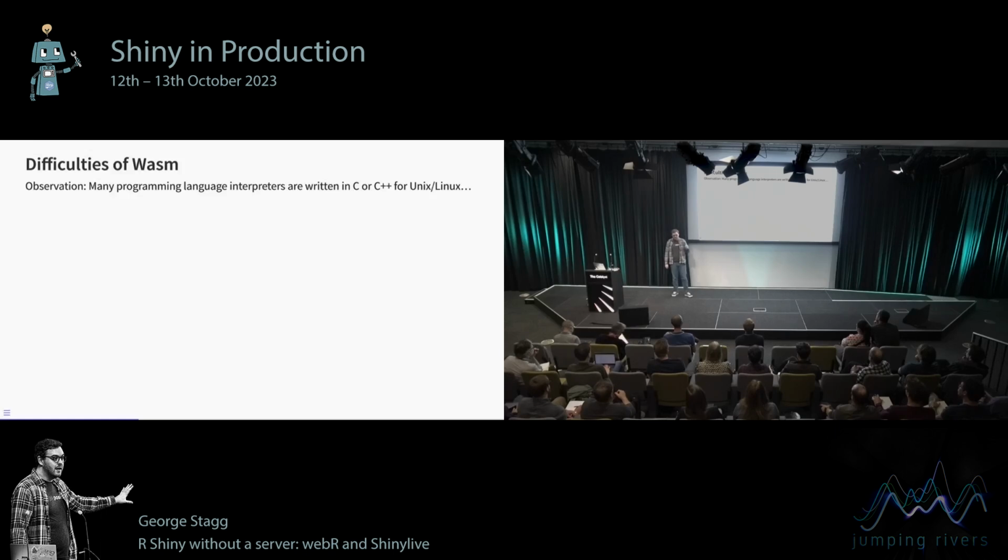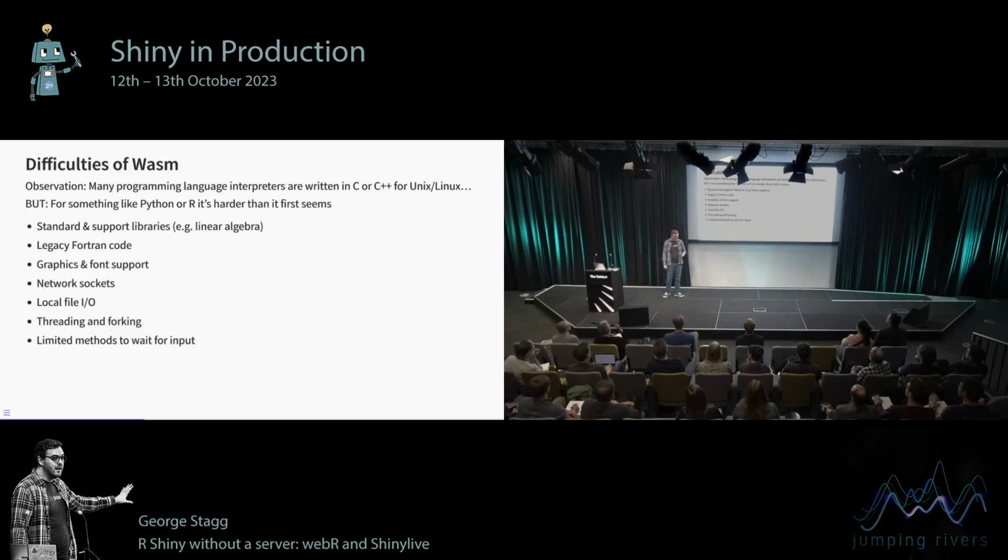Now, the thought process goes kind of like this. There are programming languages like Python and R that are written in C or C++. They're interpreters that read the input code and are written in these languages. So, well, we'll just give that to Emscripten, produce a WebAssembly binary, job done, off to the pub. But it's not that easy. It's actually quite difficult because of restrictions that WebAssembly code runs under in the browser.